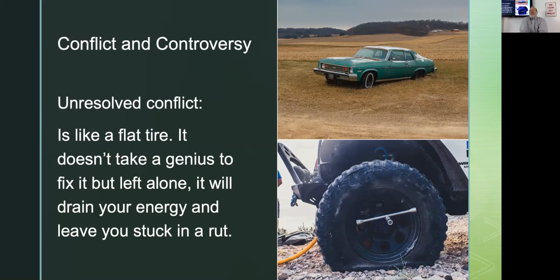So, unresolved conflict. What does it look like? What it looks like is a flat tire. That's what it looks like. It looks like a tire that's been buried in the mud, and you can't get out, and you're stuck. And that's what happens to a lot of teams.